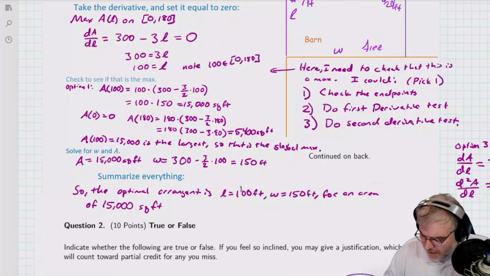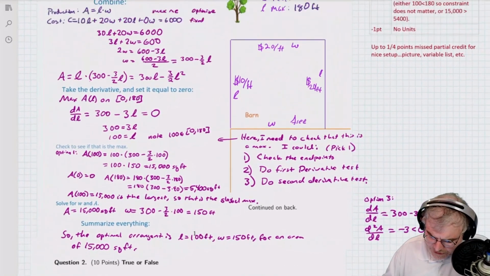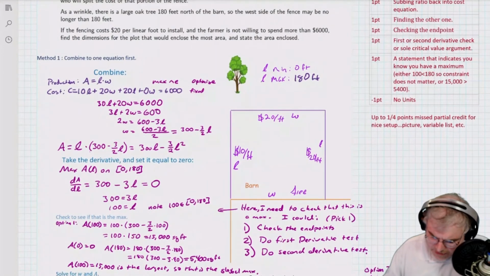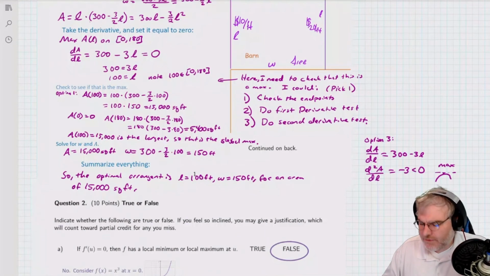Okay. And now what I'm going to do is go back quickly and check to make sure I answered the question. So I'm going to zoom out here and check to make sure I answered: find the dimensions for the plot and state the area enclosed. The optimal arrangement is that. There's the dimension for an area of that. All right, so I just make sure I answered all the parts of the question and that I have my units and everything.